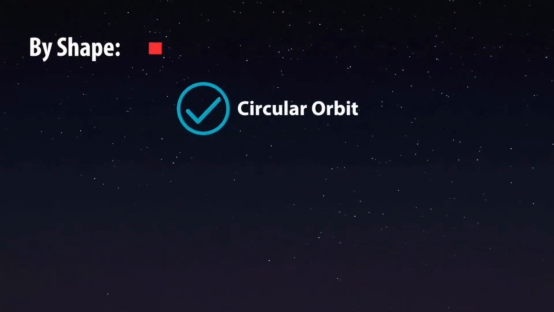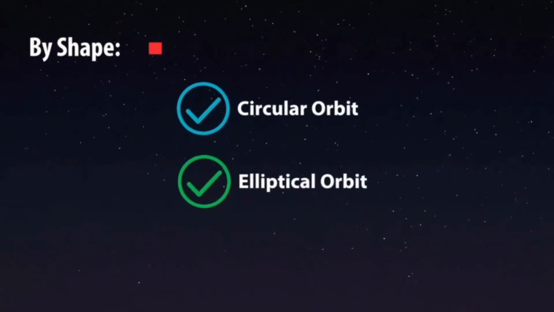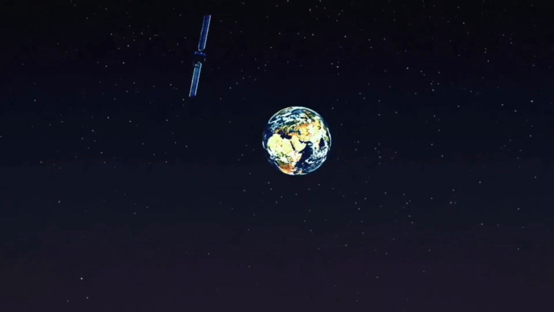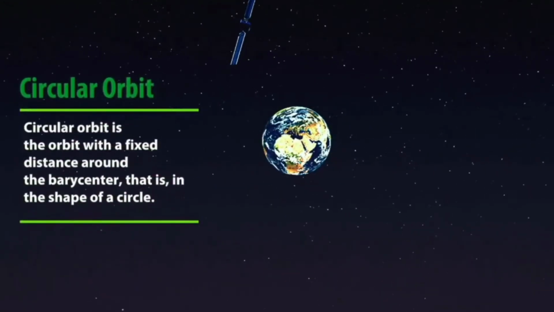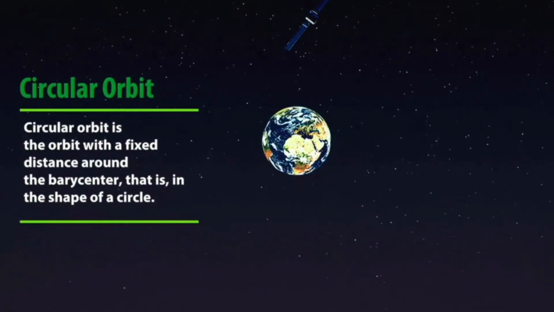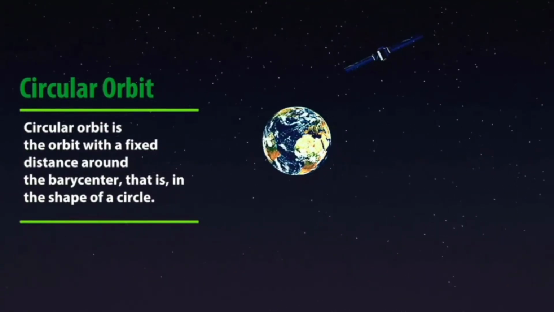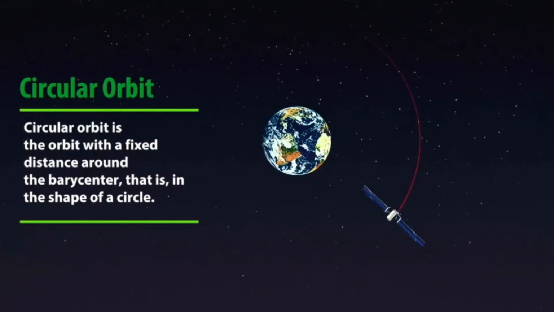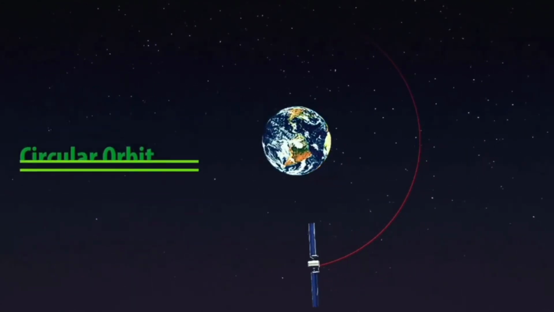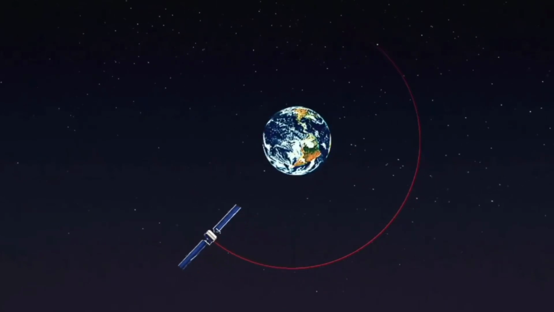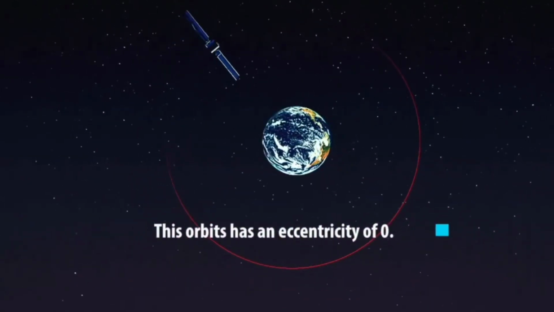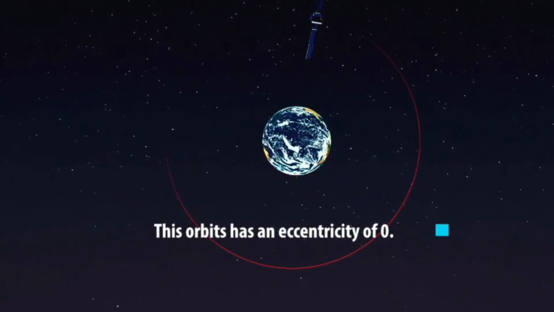By shape. Circular orbit, elliptical orbit. A circular orbit is an orbit at a fixed distance around the barycenter, in the shape of a circle. That is, the satellite moves around the Earth in a circular path. The orbit has an eccentricity of 0.